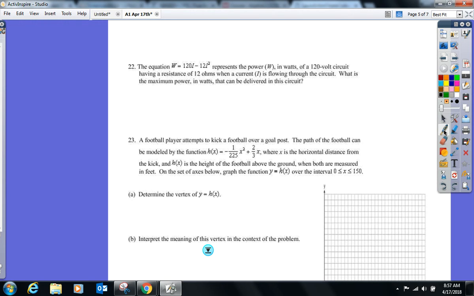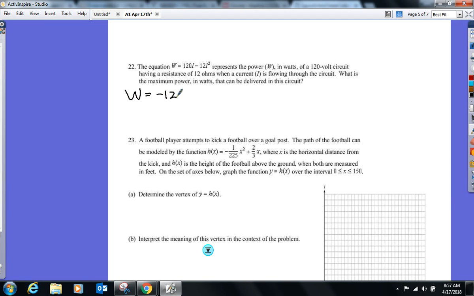Look at the equation. It's negative, and it's kind of written in a different order, right? So I don't know if anybody wants to fix that, because that drives me nuts. I always like it to go in standard form. Negative 12i squared plus 120i. So just be careful there. I always like it to go in standard form.